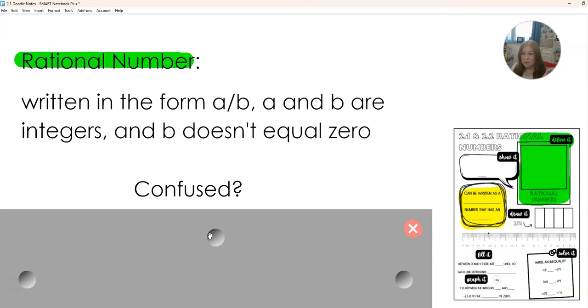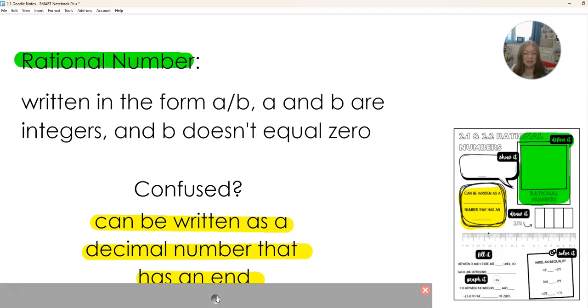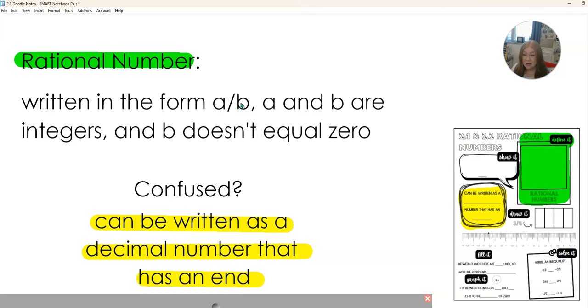So if you're confused, that's okay. That was kind of a weird definition. Pretty much it's a fraction, or it can be written as a decimal number that has an end to it. So anything that can end as a decimal. So if you had 3/4 as a fraction, you can simplify that to 0.75. That's 3/4, 75 cents. And it ends, it has a decimal and an ending spot.